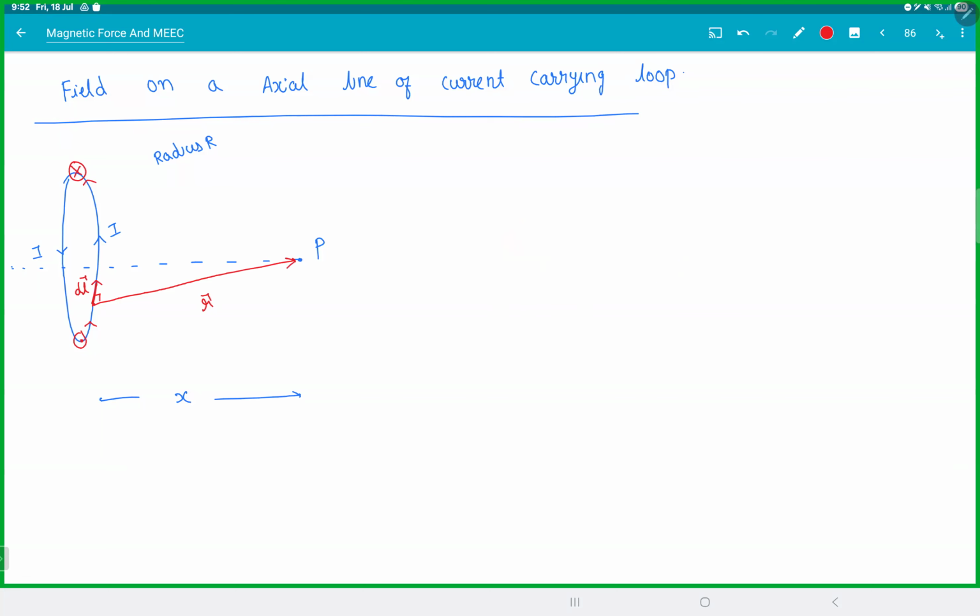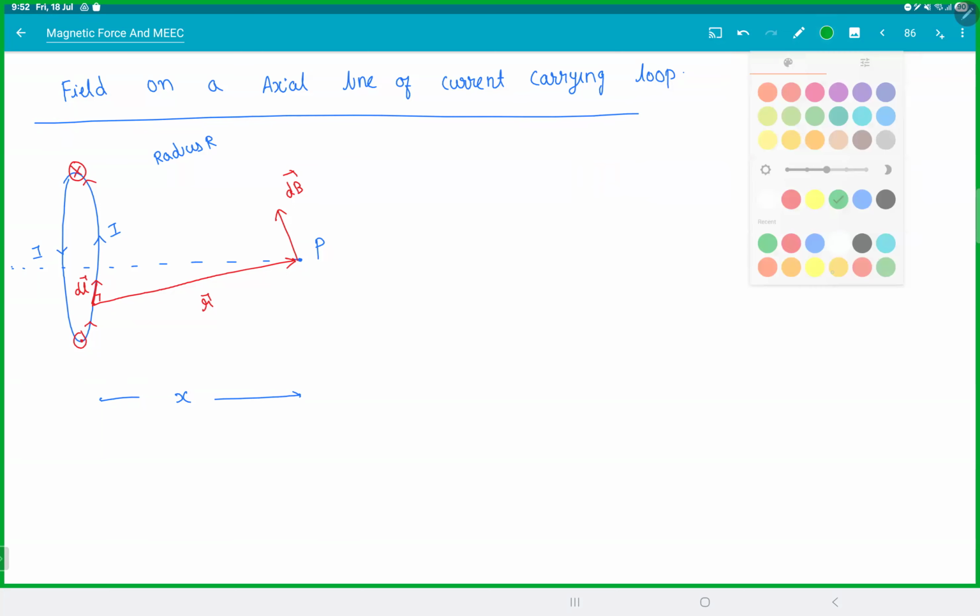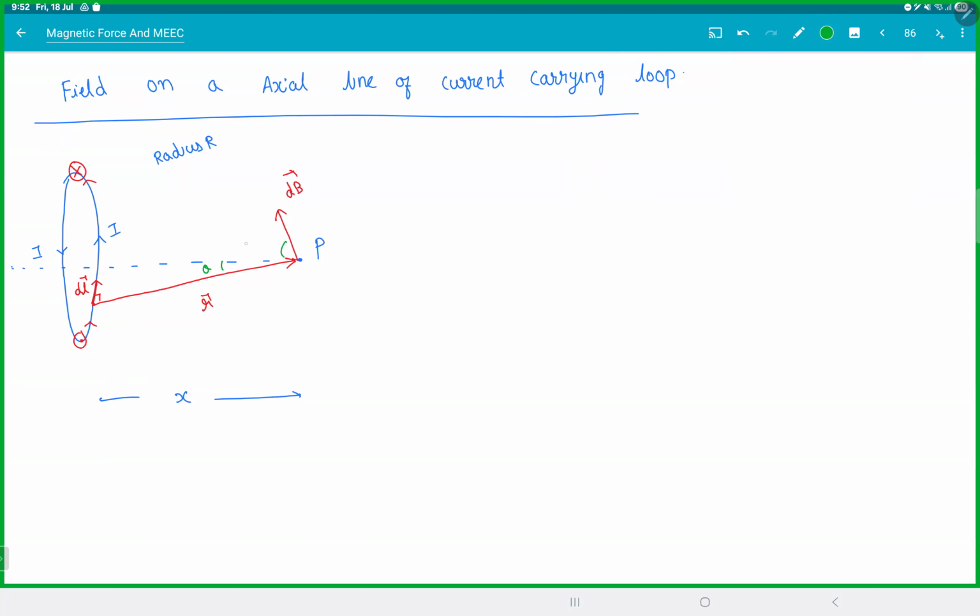This is your r bar. Now formalize what dB bar is: dl cross r bar. So it's perpendicular to both r bar and dl bar. So the field will be like this. Be careful. In electrostatics, the field will be along r bar. In magnetic field, the field is perpendicular to r bar because it's a cross product vector, no? It should be perpendicular to the dl bar. If this angle is theta, this angle will be 90 minus theta. That means only the horizontal components will add up, all the vertical components will cancel out. So the magnetic field at point P will be integral dB cos(90 minus theta).